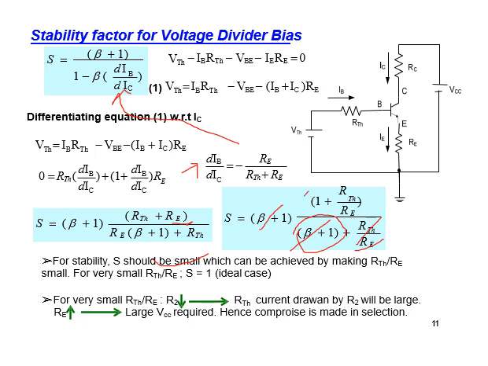So the numerator becomes 1 plus RTH upon RE, and again this RTH upon RE is much smaller as compared to this one. So again this RTH upon RE is neglected. So finally we will obtain the value of S as approximately equal to 1. This is the lowest value of S. So by using this voltage divider bias configuration, the value of this stability factor can be reduced up to 1. So this stability factor is the best value of S. So using this voltage divider bias circuit, the stability factor S can be reduced to a very low value.